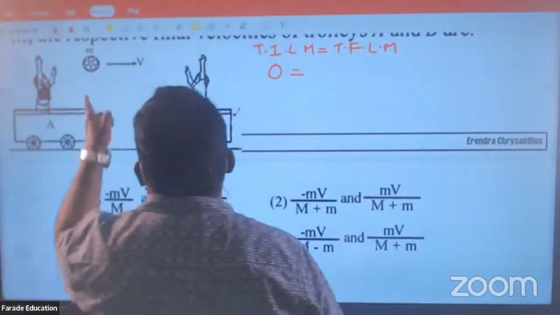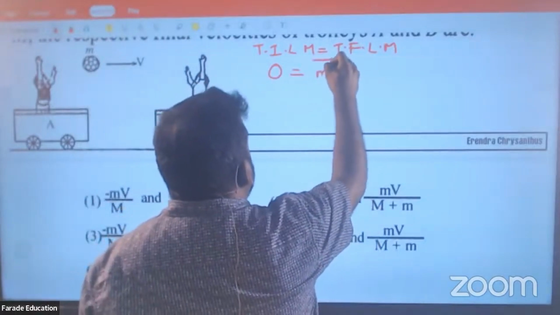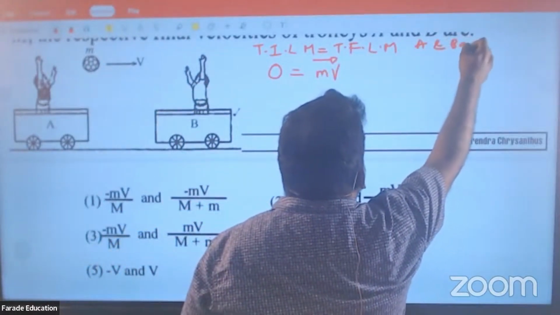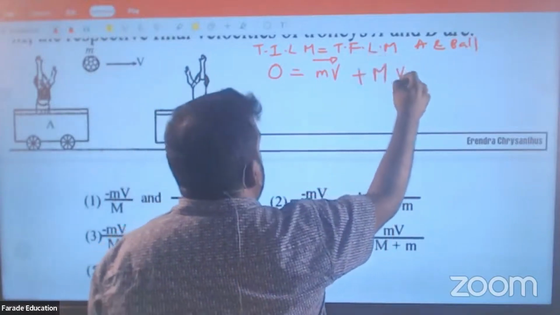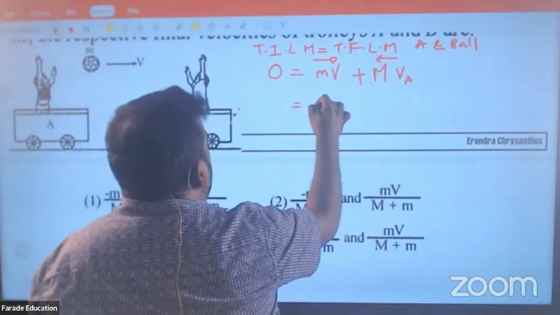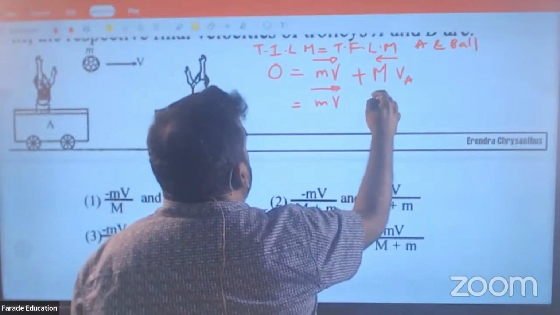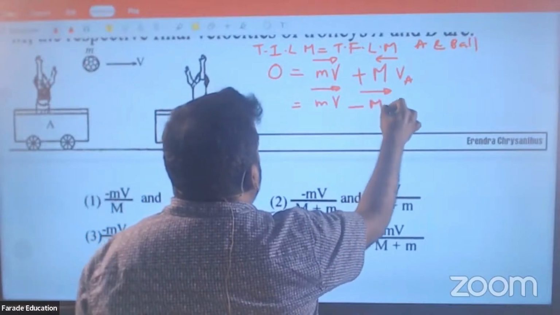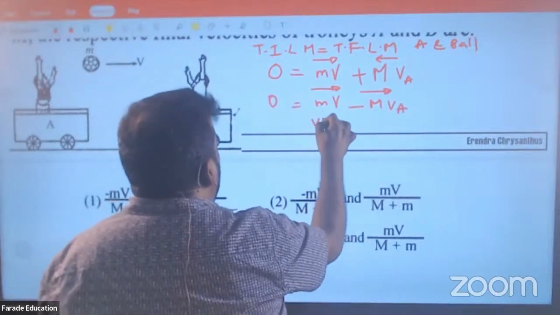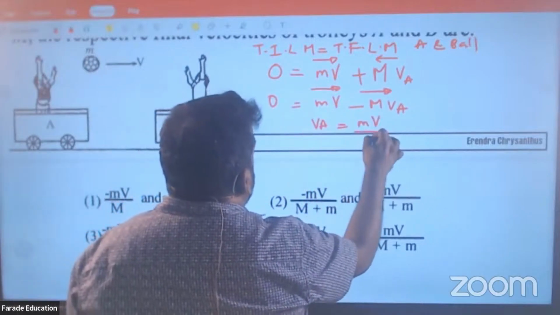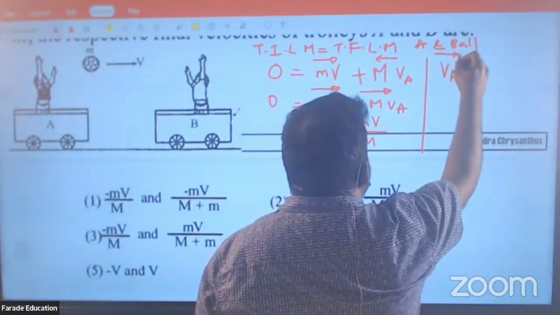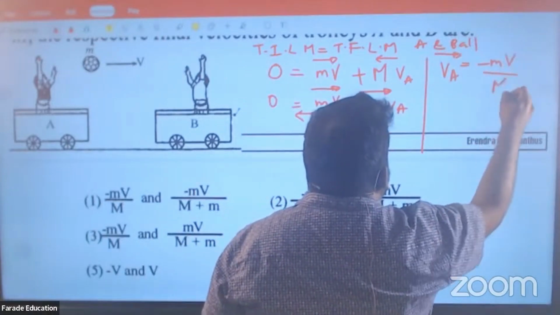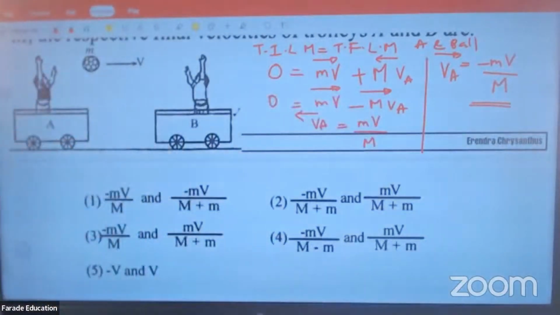Finally, what's happening? The ball is traveling forward. This is A and the ball. Trolley of mass capital M moves with velocity VA backward. Bring all vectors in the same direction: minus MVA. VA is equal to simple m V over capital M. Velocity of A backward, so velocity of A in the forward direction is minus simple m V over capital M, because they're given all the answers in the forward direction. So this is for A.